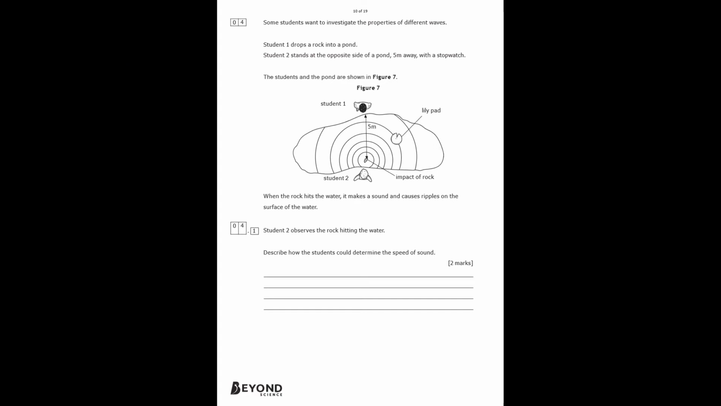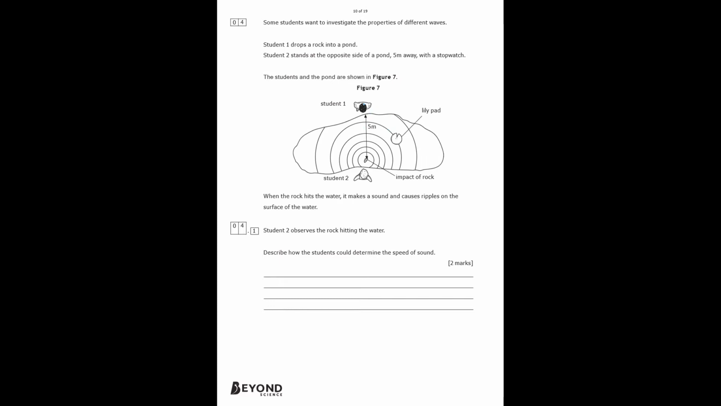Question 4 about waves. Some students want to investigate the properties of different waves. Student 1 drops a rock into a pond. Student 2 stands at the opposite side of a pond 5 meters away with a stopwatch. The students and the pond are shown in figure 7. What exciting lives they lead.